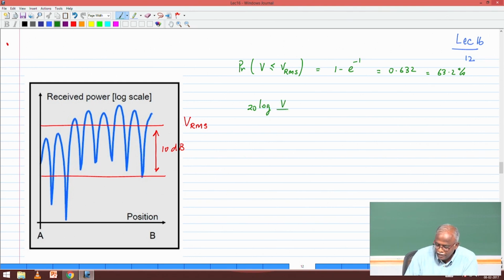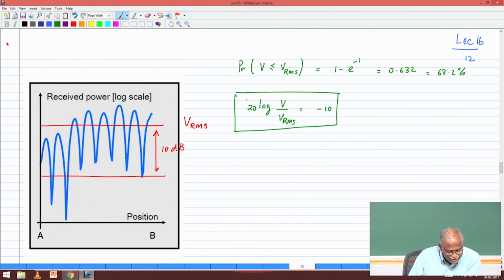20 log V by VRMS is equal to minus 10. That's basically what you're saying: if I have VRMS and I'm going to have a 10 dB margin, that means the only time I will go into outage is if V falls below that 10 dB margin. So this is the threshold that we have, which basically says that V by VRMS is equal to 1 by 3.16, which is approximately 0.316, and the probability of this happening.